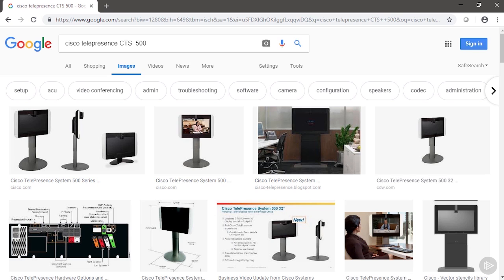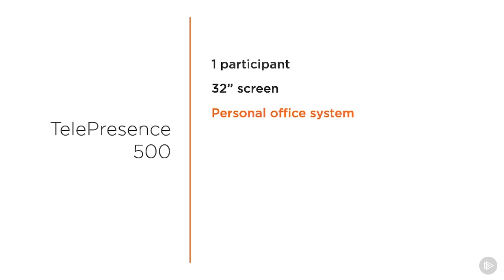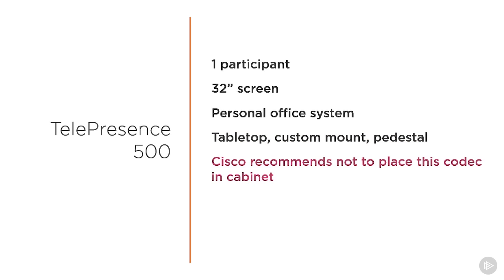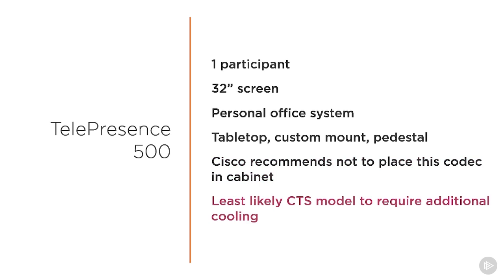We can search the Cisco TelePresence CTS 500, and we can see the product that we're talking about here. Some of the characteristics of the 500 series is that it's used by one participant. It has a 32-inch screen. It's a personal office solution. It can be placed on the tabletop. It can have a custom mount on the wall. It can be placed on a pedestal. Cisco recommends that we do not place this codec in a cabinet, and it's considered the least likely CTS model to require additional cooling.